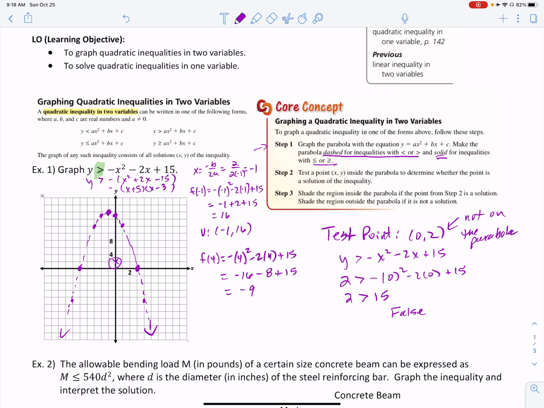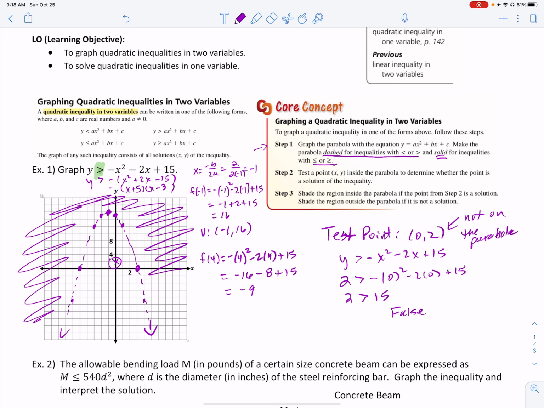And so when it's not, then we are going to shade on the other part of the graph. We're going to shade outside the parabola. Since a point inside, when put into the original inequality, did not satisfy it, we shade on the outside. If that point would have satisfied it, we would have shaded on the inside.